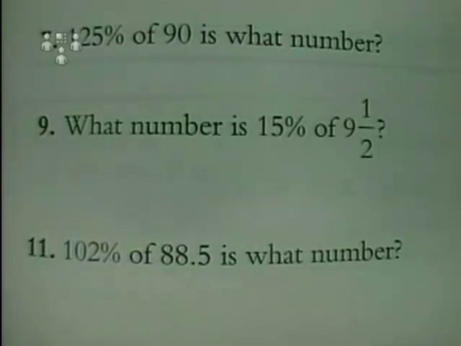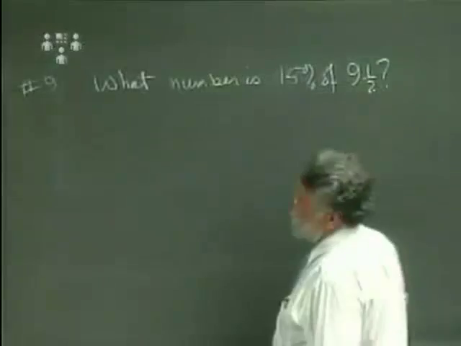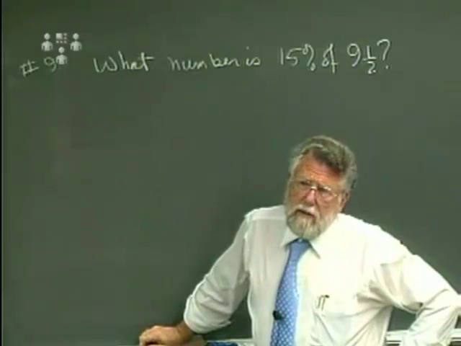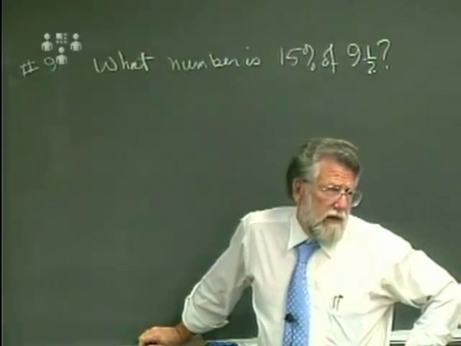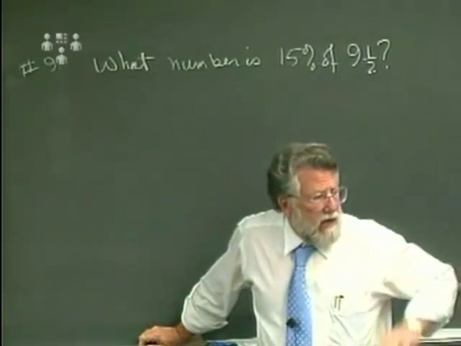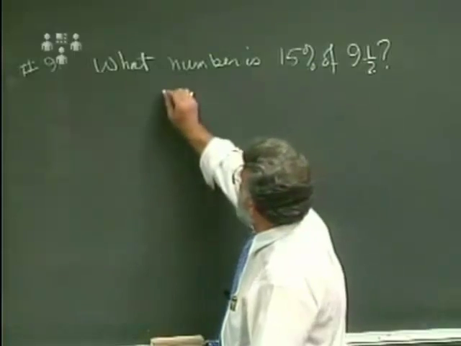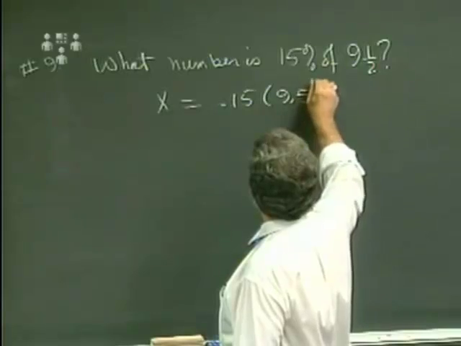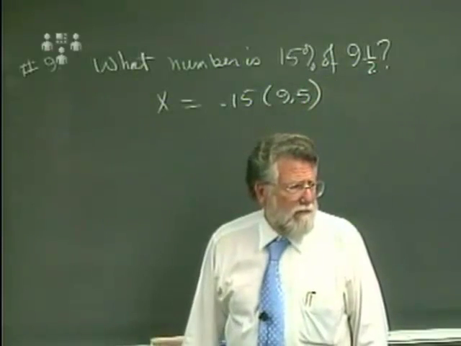So first I'm going to write the problem. What number is 15% of 9.5? Okay, we got the problem on the board. You have a choice. 9.5 can be left the way it is. You can treat it as 9.5, correct? Now, if I think of this as a problem we just did, x equals 0.15 times 9.5, done. That's not a bad way of doing it.